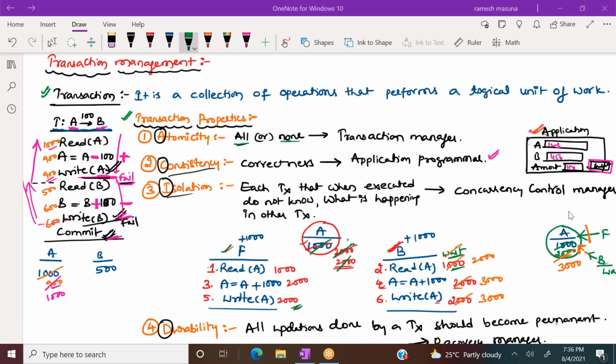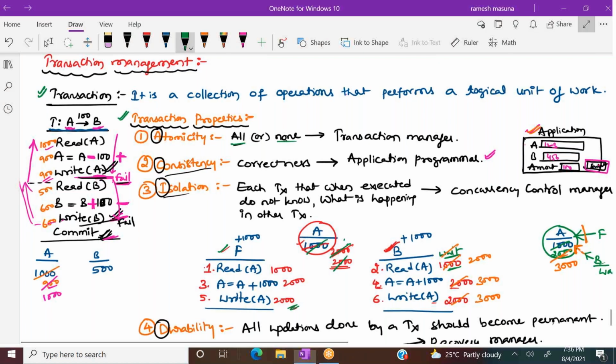I'm waiting. Any doubts? No? Okay. Because nobody is asking, I can assume that you have no doubts. Can I assume? Okay, clear, Vamshi. Nice. Next, I will show you how transactions are executing.